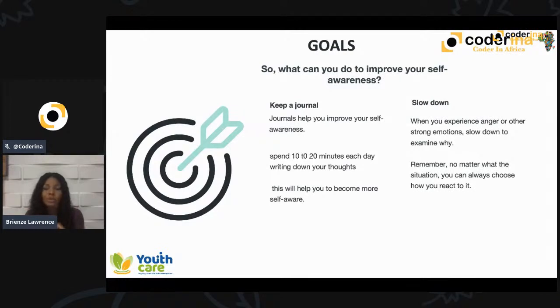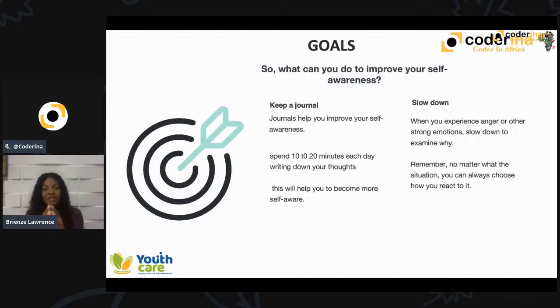You know, slow down. Anger is real. People get angry, and when people are angry, people do things that they are not supposed to do. So, in order to help you manage your anger, when you experience anger or other strong emotions, slow down. You slow down, you examine why. You know, for me, it is very, very vital to take a pause.